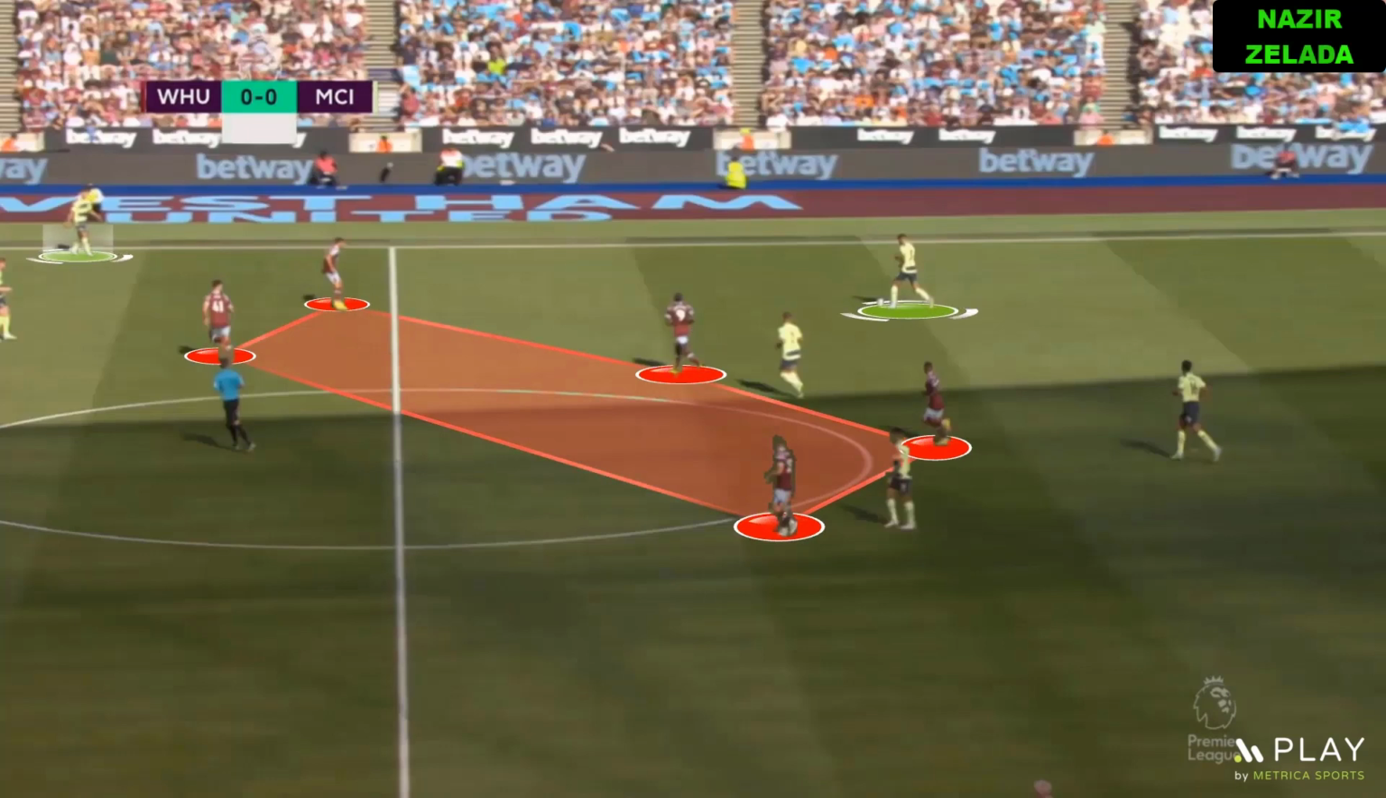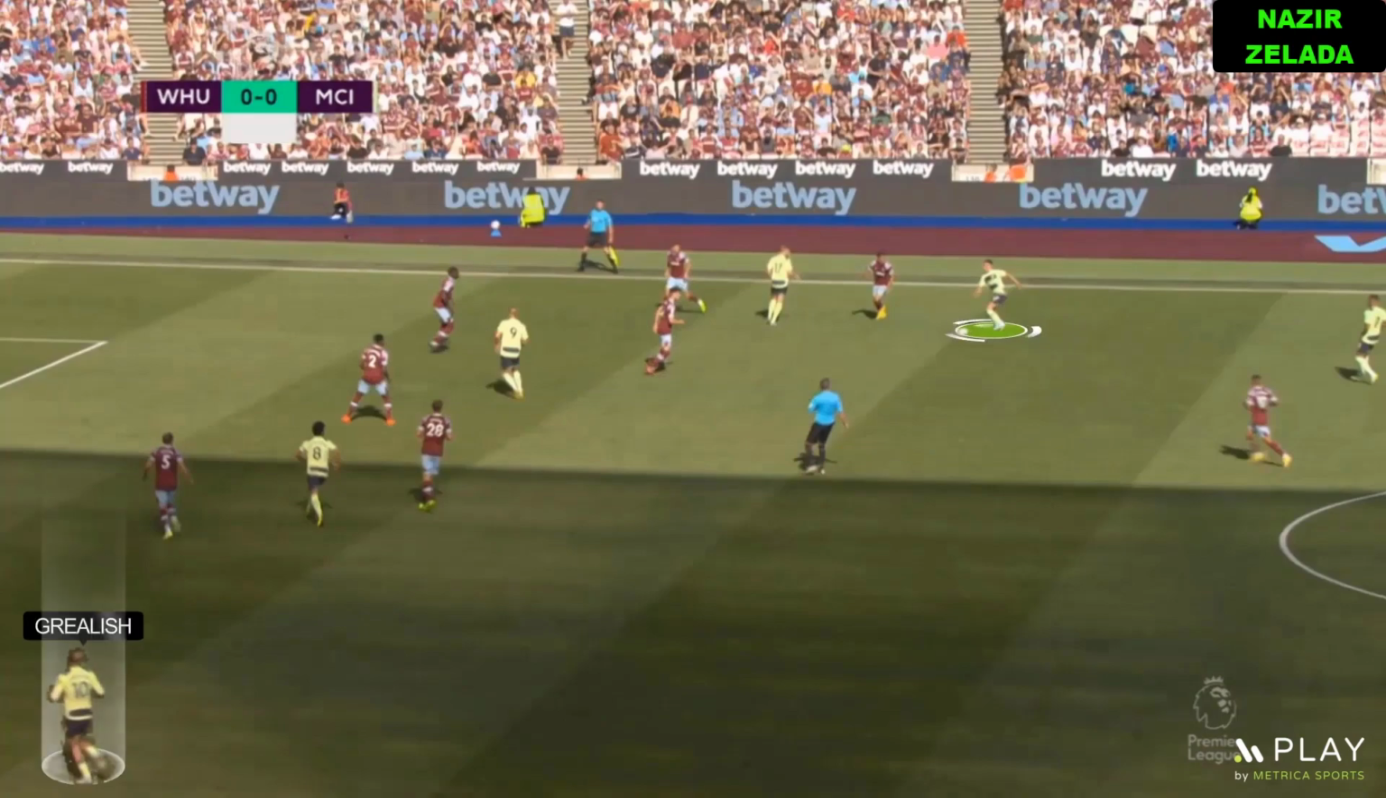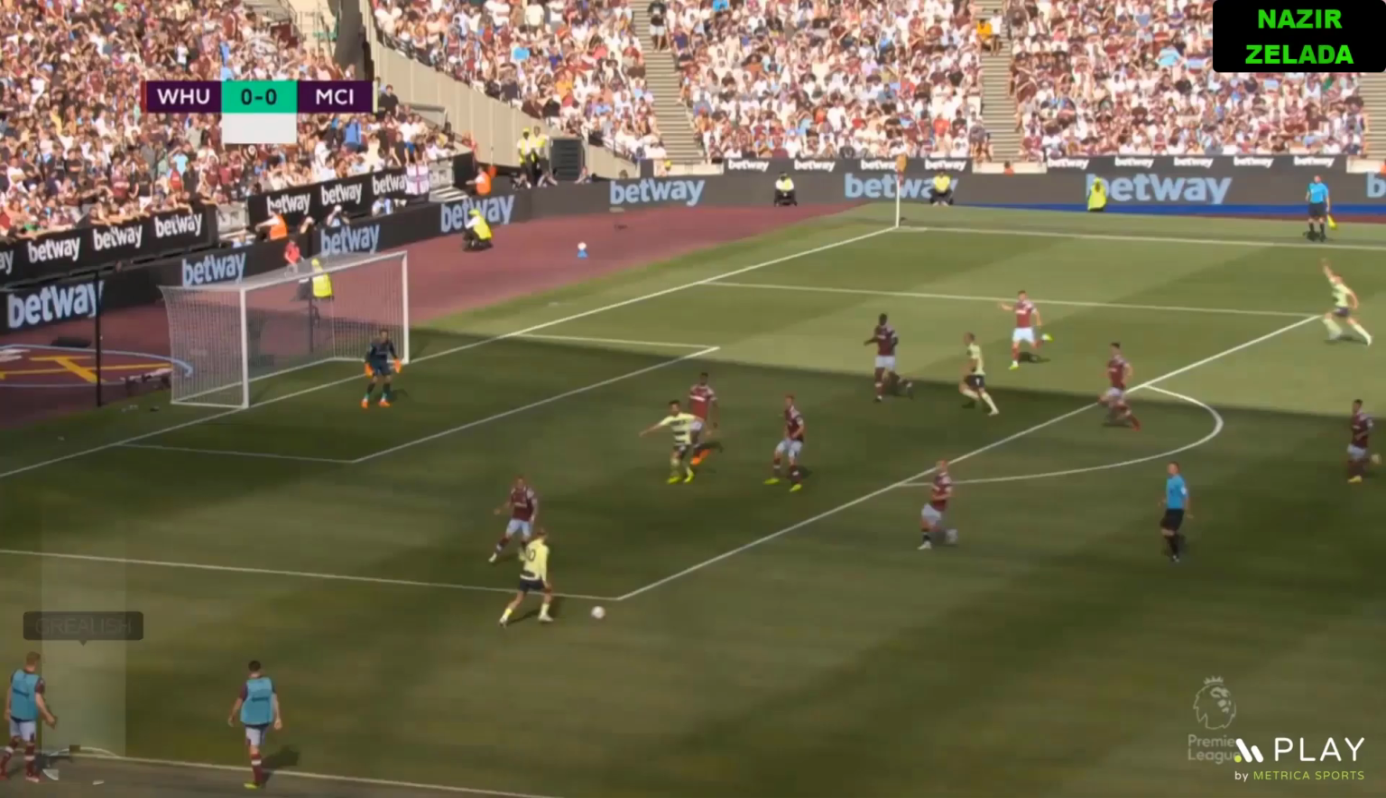When Cancelo and Walker couldn't find spaces in the midfield, the wingers dropped back to create a passing line. For that reason, West Ham overloaded one flank, yet they left a lot of space on the opposite flank.